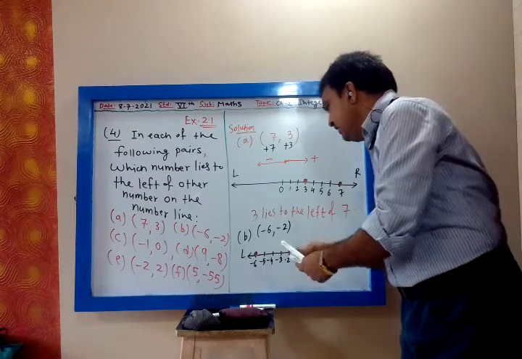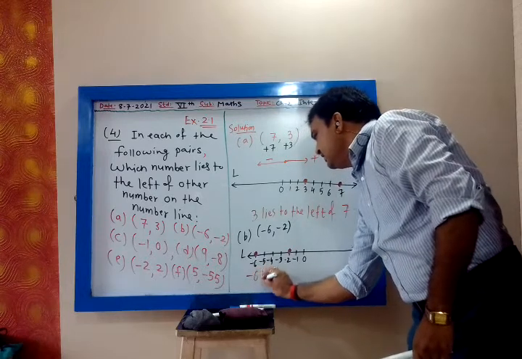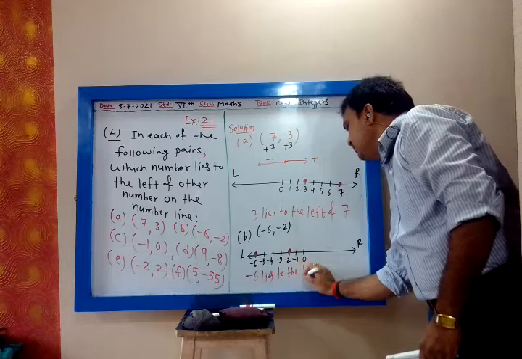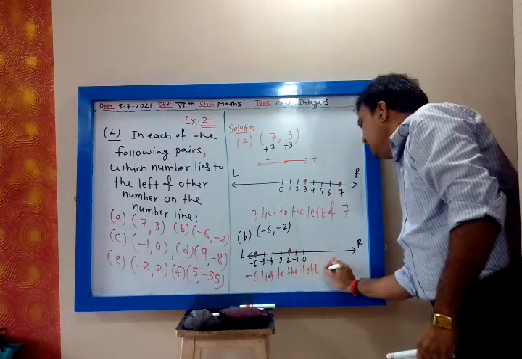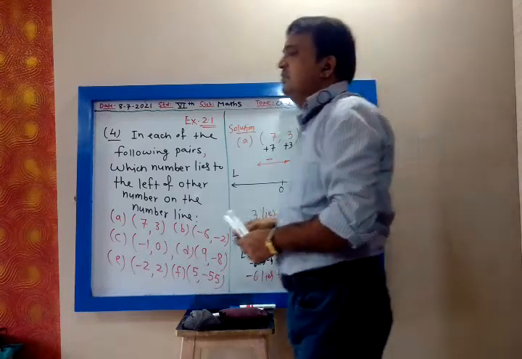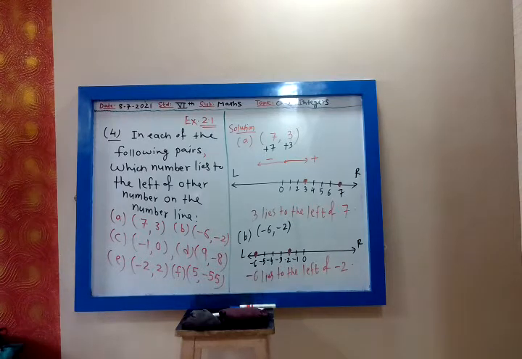So write down this: -6. -6 is on the left side. So -6 lies to the left of -2. The question is asked about the left side, so why are you talking about the right side? Okay. -6 lies to the left of -2.